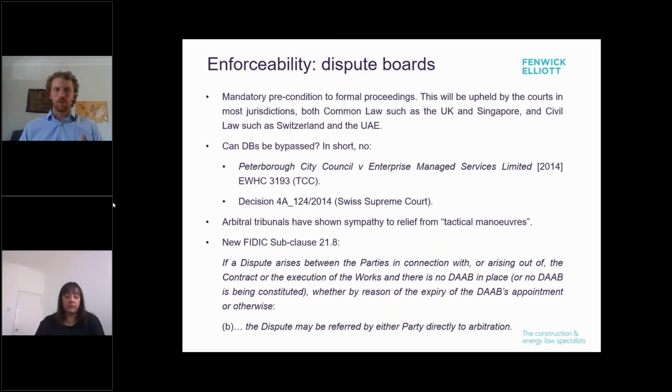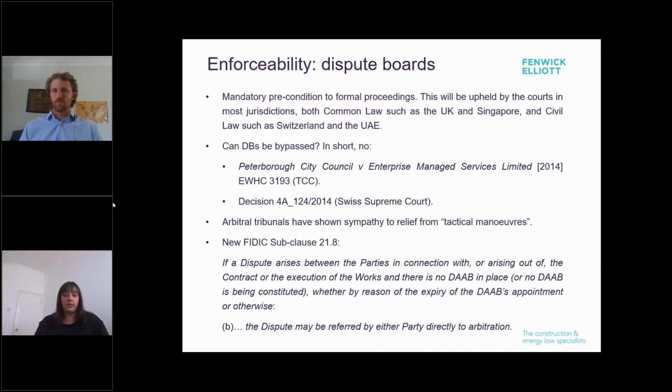In the English case of Peterborough City Council and Enterprise, the claimant attempted to take a dispute directly to court on the grounds that the other party's conduct made it clear that a DB decision would not be complied with and litigation would be necessary anyway. Although the judge had some sympathy with this position, it held that the litigation could not proceed until the DAB procedure had been completed, finding that it was a mandatory precondition that could not be bypassed.